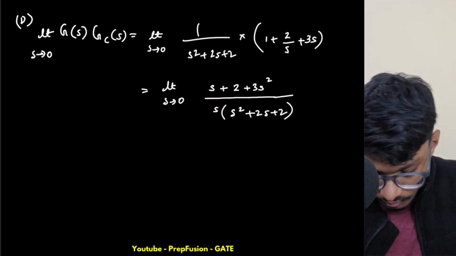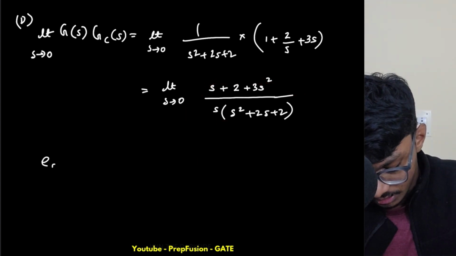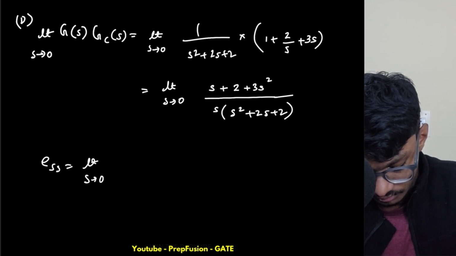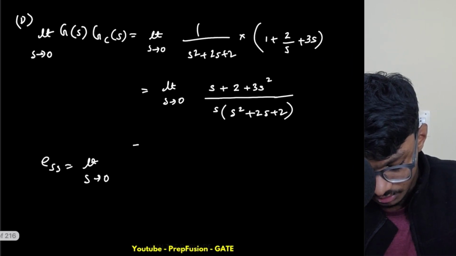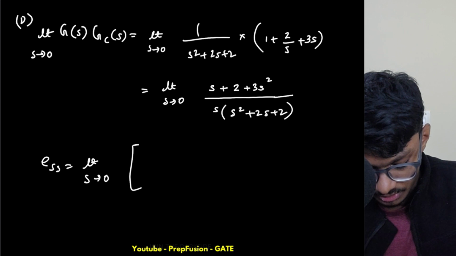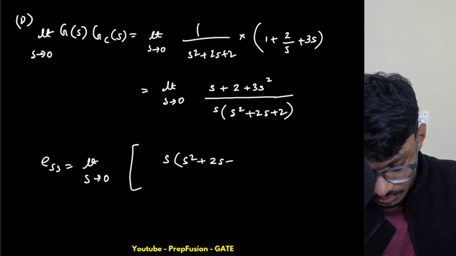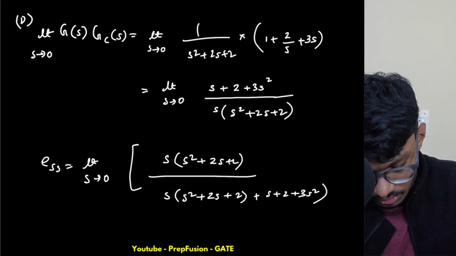Okay, so what I will do, I will put this in this equation and I will see. So in the steady state error equation, it will be like 1 by 1 plus g of s. So if I multiply both of them, it will become 2s plus 2 divided by s into s square plus 2s plus 2 plus s plus 2 plus 3s square.